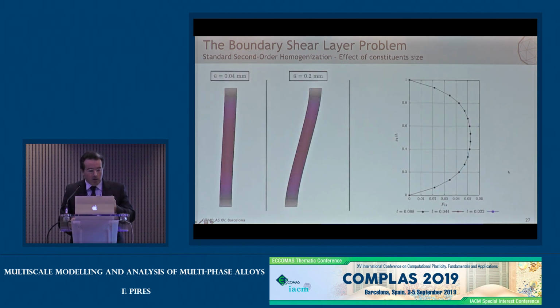When we actually plot the results at the macro scale for the profile of the deformation gradient, I'm plotting the 3 of them, we see that the results are almost the same for the 3 sizes of the constituents. So what we are realizing is that although we can capture the size of the RVE, the size of the constituents doesn't seem to be captured by this formulation.